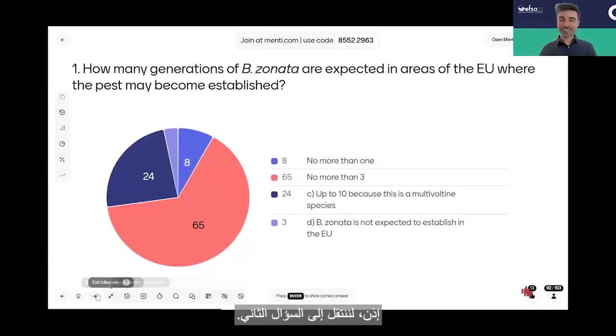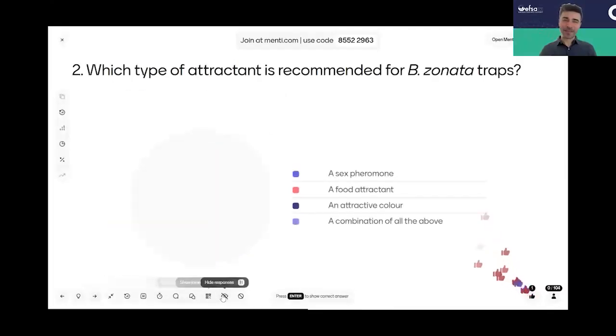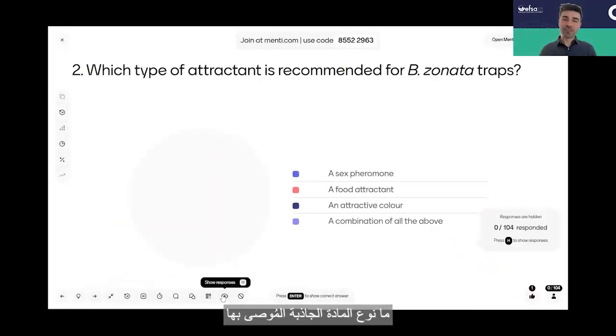So let's go for the second question. Which type of attractant is recommended for Bactrocera zonata traps? We have 4 options again: a sex pheromone, a food attractant, an attractive color, or a combination of all the above?